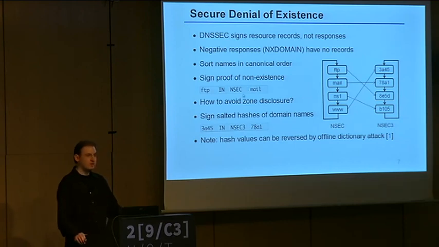Now there's a problem with this. You disclose all your zone data. Anybody can now retrieve all these NSEC records and get a copy of your zone. And not everybody wants it.